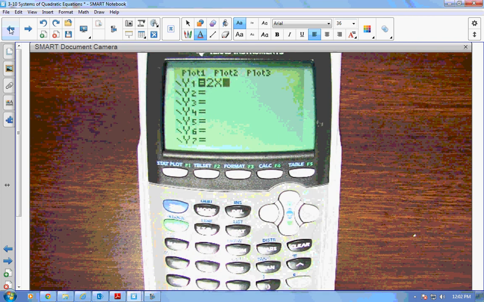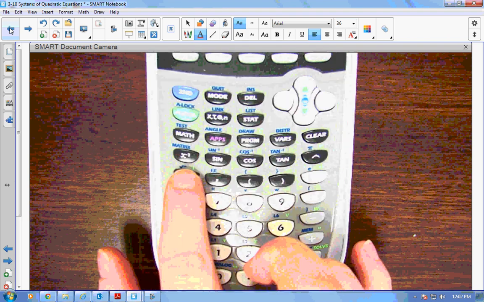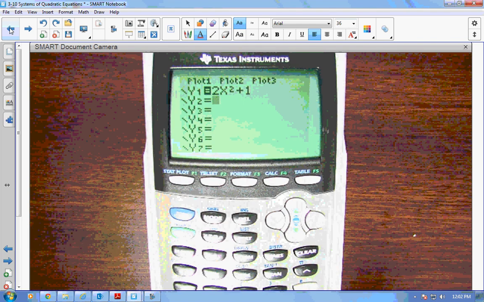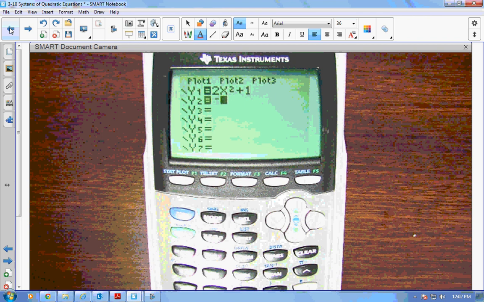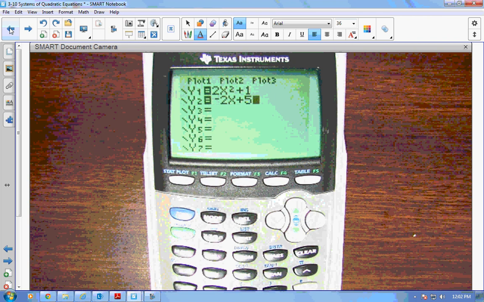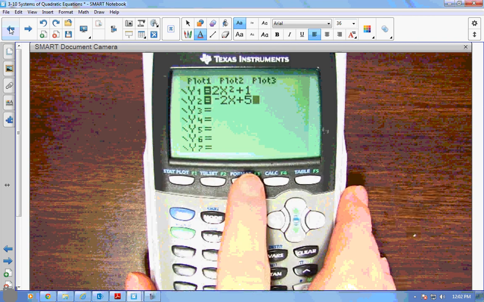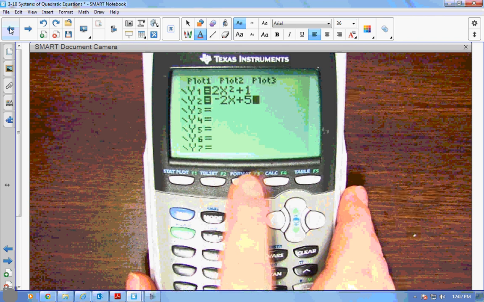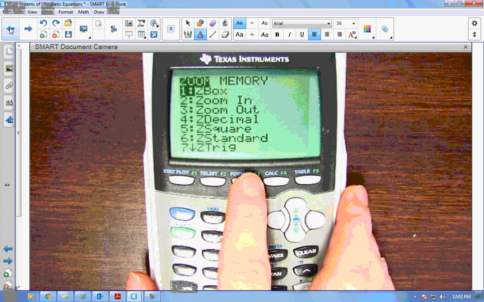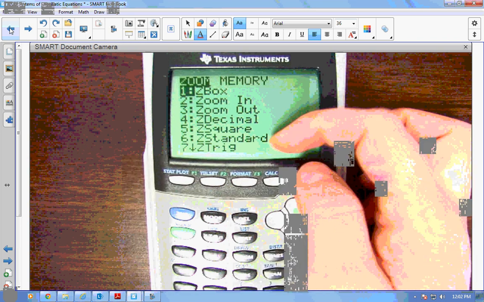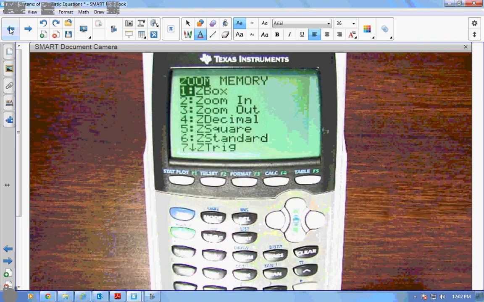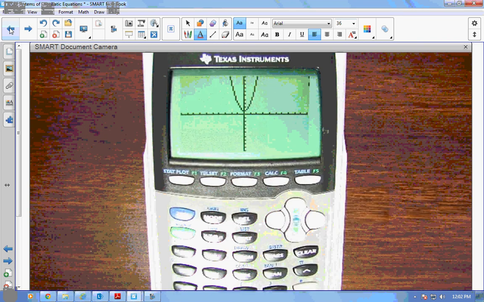X, where's the squared button? Diagonally up from the 7, right here. Okay, so 2x squared plus 1, arrow down, and write negative 2x plus 5. To make sure everyone's graphing on the same window, we're going to come up here to zoom. Hit zoom, and I want to go to our regular window, which is negative 10 to positive 10. Which selection do you think that is? Standard. Z standard, number 6. So you can just type number 6. And we'll graph. Here comes the quadratic. Here comes the linear.